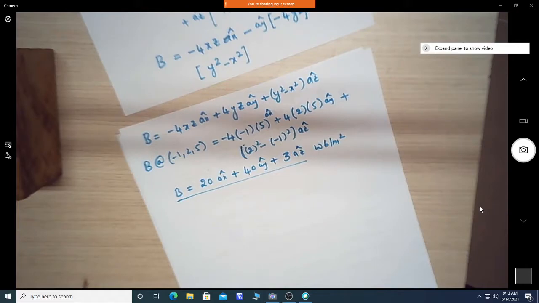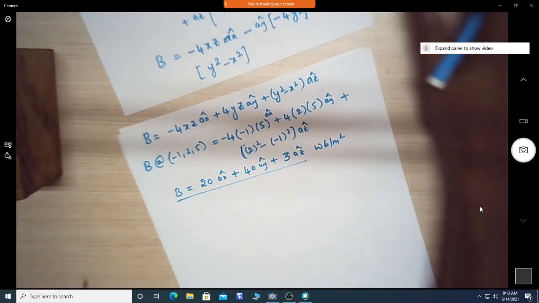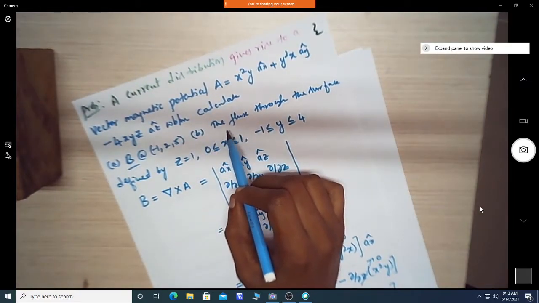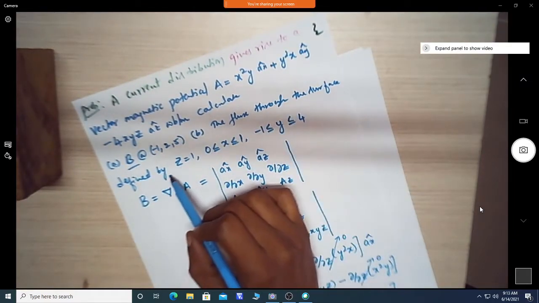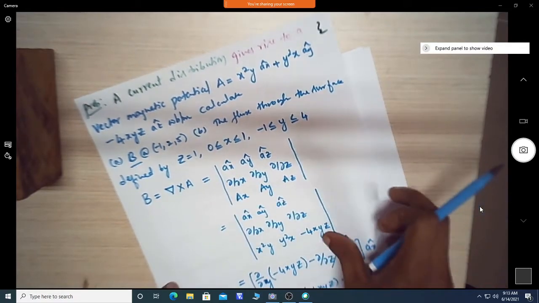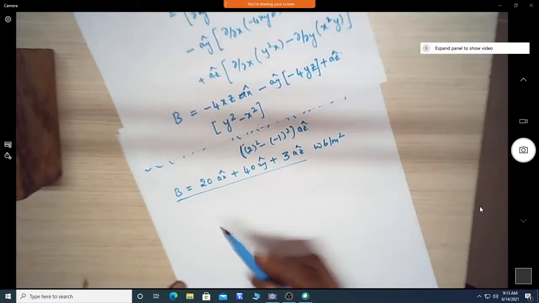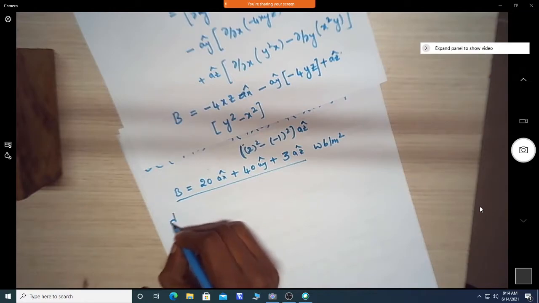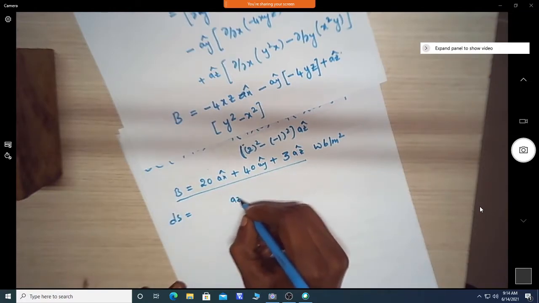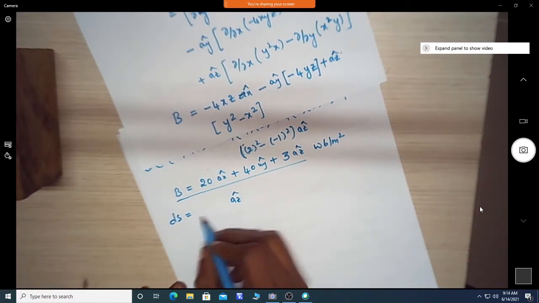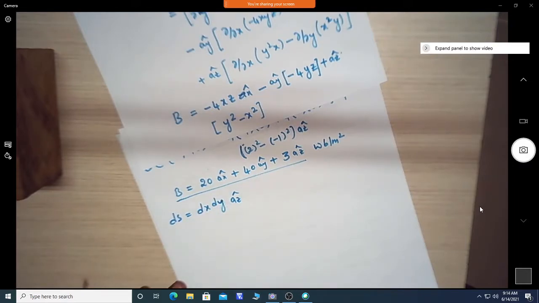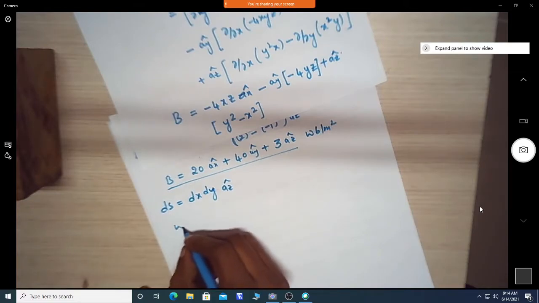So now we need to find out the flux, because the second portion of the problem is asking for the flux through the surface defined by z equal to 1, which is a constant surface. So now z is a constant surface, so along that unit vector, in the az direction, what is the ds? It is nothing but dx dy. So now we know the flux.